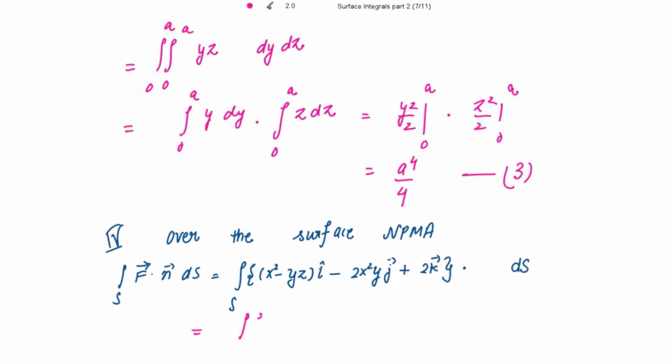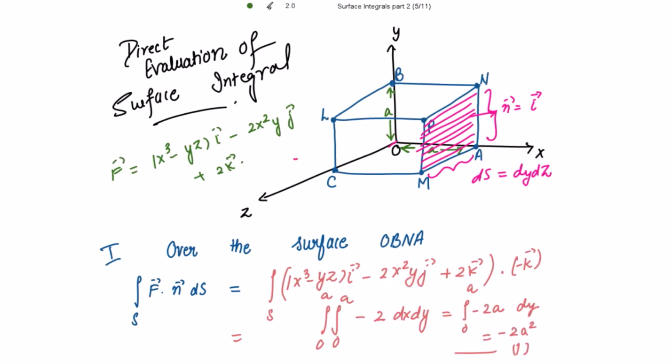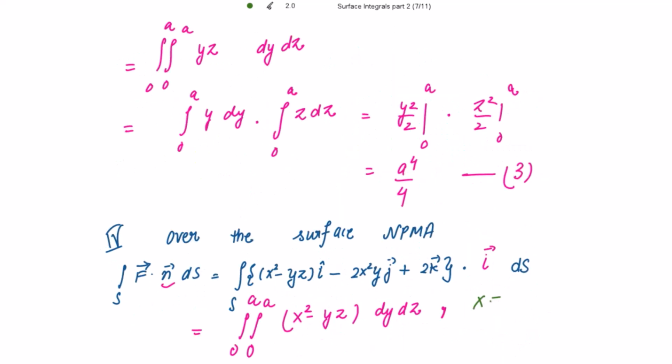So this is equal to the double integral, limits from 0 to a, and n vector is i vector this time. When taking the dot product, we get x square minus yz, and ds is dy dz. Now for the surface PNAM, what is the value of x? It is constant, that is a. For this surface x is 0, but for this surface x is a. So taking x equal to a here, we need to integrate a cube minus yz.